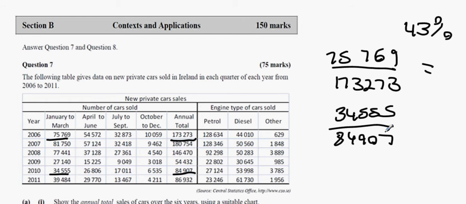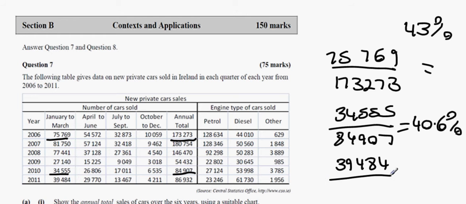Okay, it's 40.6%. And then finally we can say 39, the most recent year. We can only assume that it'll go on the most recent year. So 2011, 932. Let's have another look at this. 39,484 divided by 86,932. And we got 45%. So we can roughly say it's going to be 40 to 45% of the entire sales, okay?